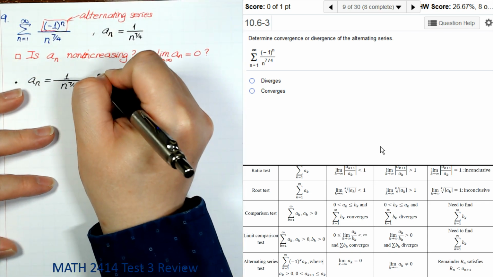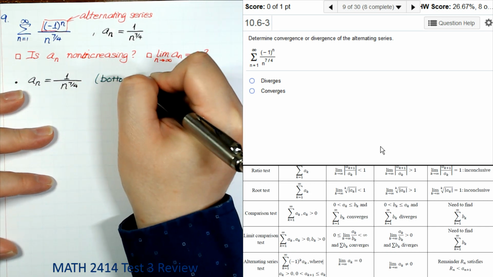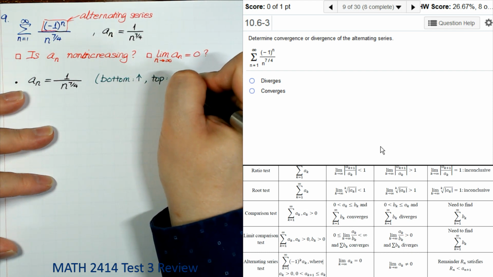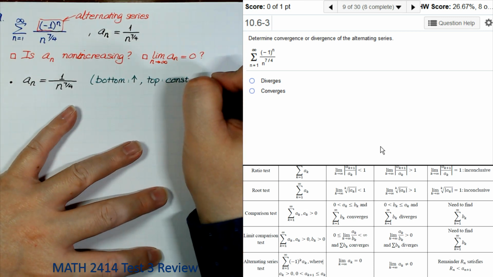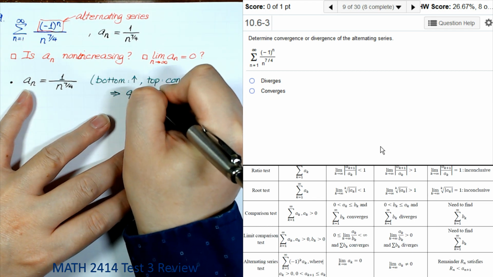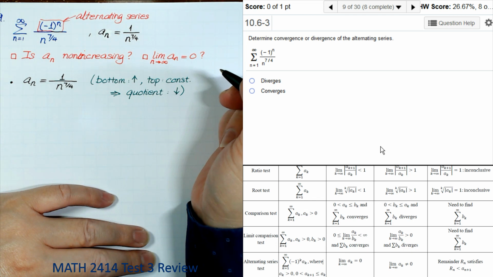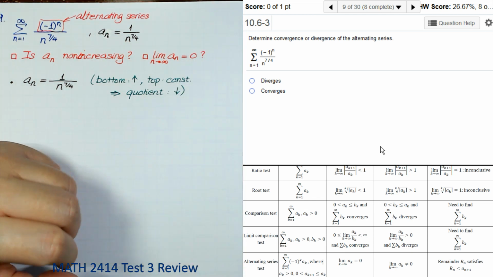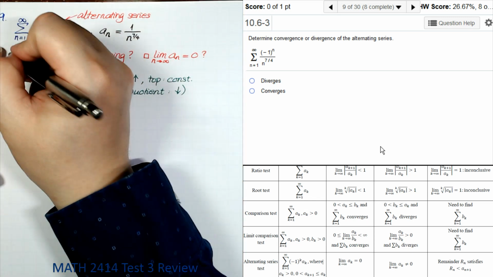So the bottom is increasing, the top stays constant. Because of that, the whole quotient is decreasing. That is easy reasoning. We have a finite amount, but we keep dividing by a bigger and bigger number, so the quotient gets smaller and smaller. So yes.